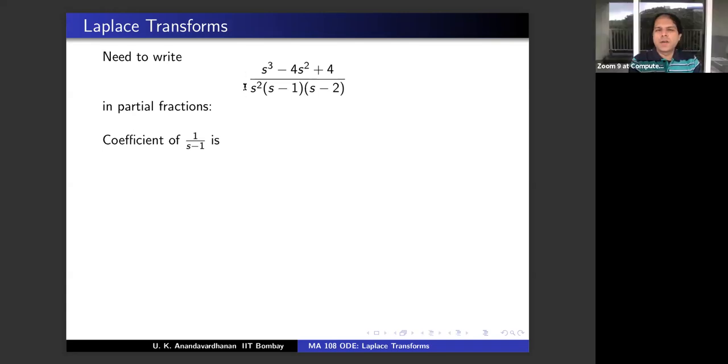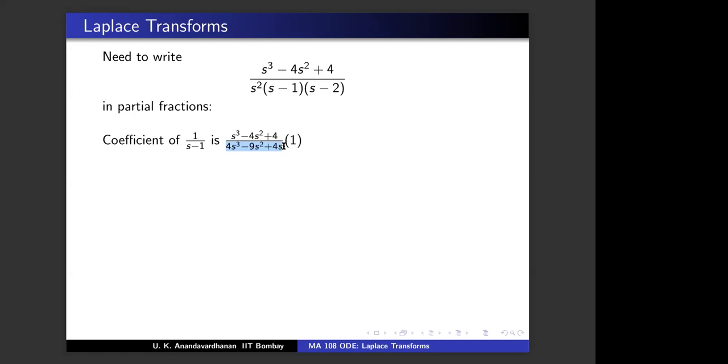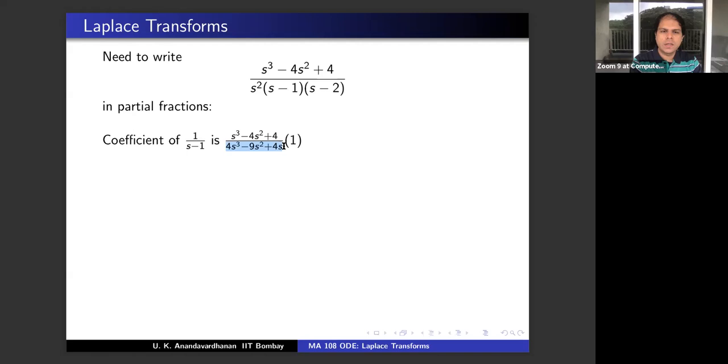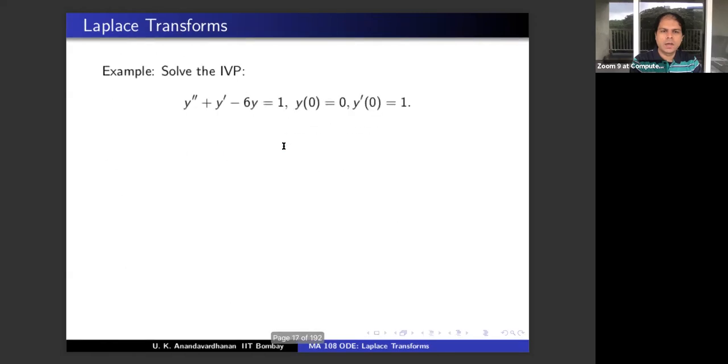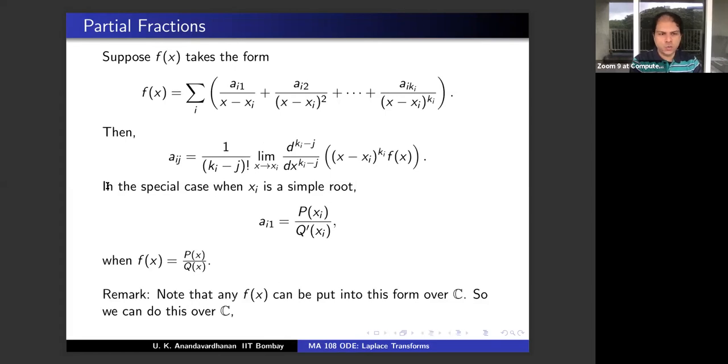I want to be careful because I stated it: if all the roots are simple, you can directly write. But maybe what you are saying is correct, but let me be careful. Let me apply the formula. So what is this? This is s cube minus 4s square plus 4 by what do you see here? Yeah, I think you are right. So this is directly Q prime. Once again, I have written clearly here that in the special case when xi is a simple root, you can directly apply. So that's what I have done there.